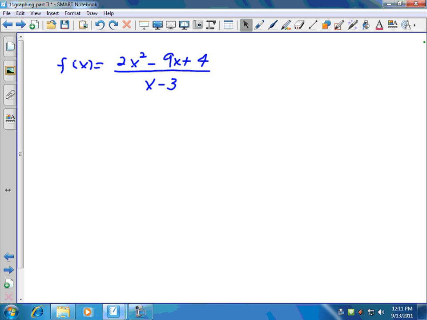Okay, this is the one we're going to do next. Let's begin with the asymptotes. The vertical asymptote will be x equals 3. Horizontal asymptote is none because the degree of the top is 1 higher than the bottom, but there will be a slant asymptote. So let's do the long division.